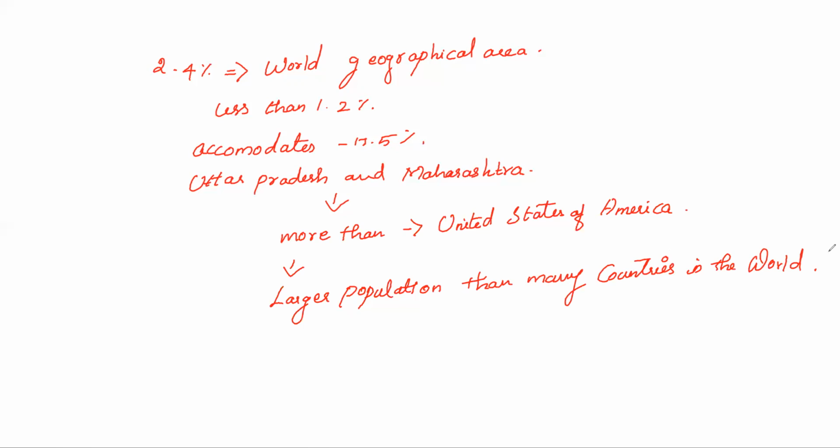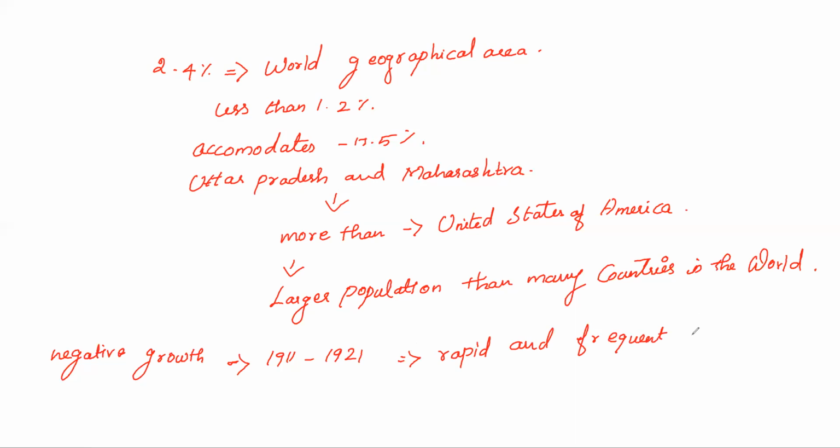Okay, the negative growth during 1911 to 1921 was due to the rapid and frequent occurrence of epidemics like cholera, plague, and influenza, and also famines.